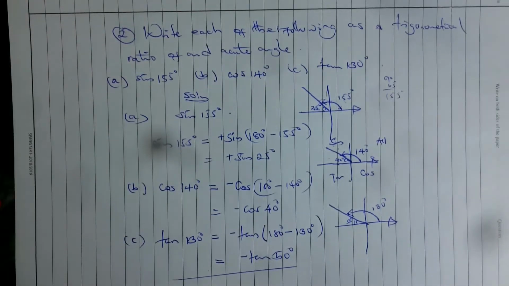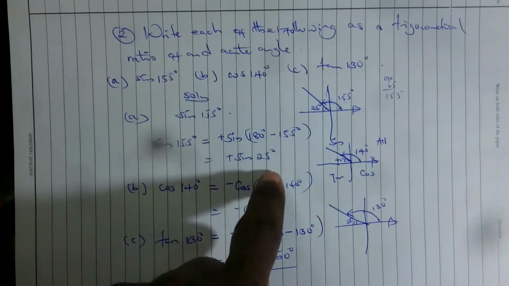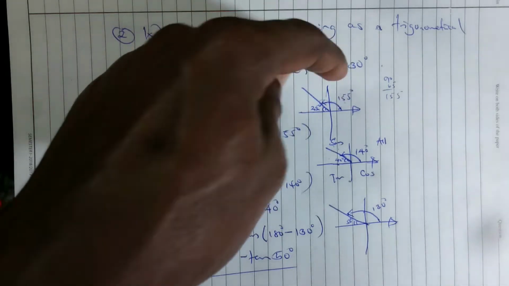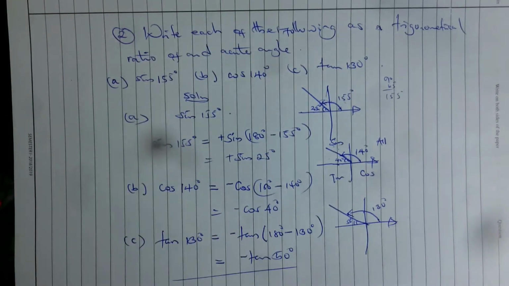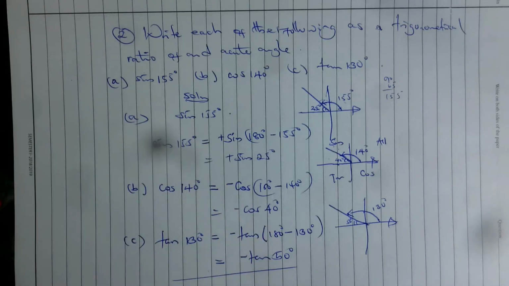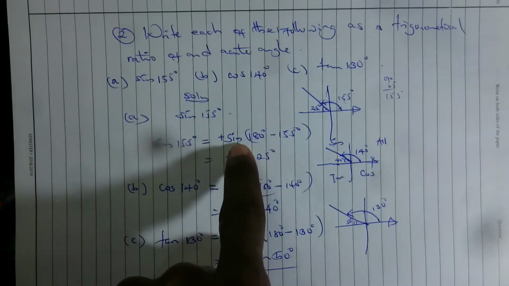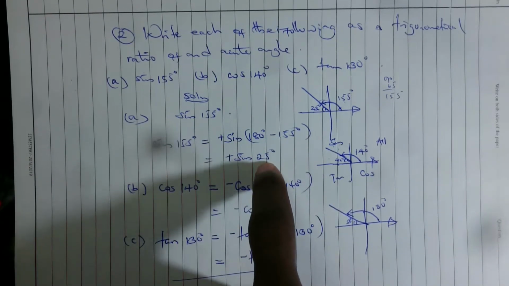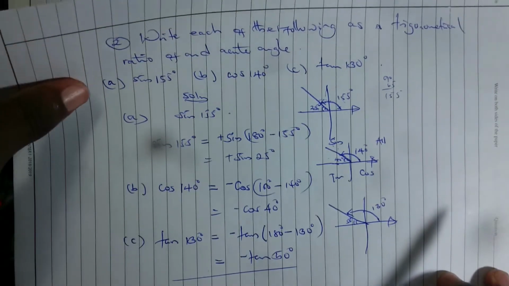Okay, so you realize that all these angles have been expressed as a trig ratio of acute angles. 25 is between 0 and 90, 40 between 0 and 90, and as well 50 between 0 and 90. So we were using the concept we looked at before, that the trig ratio of an obtuse angle is the same trig ratio of the supplementary angle, but with the appropriate sign. So sine is the same as sine, but the supplement of 155 is 25. Supplementary angles add up to 180 degrees.